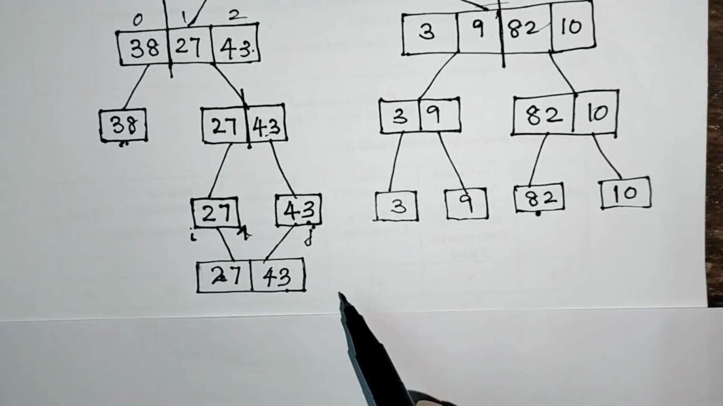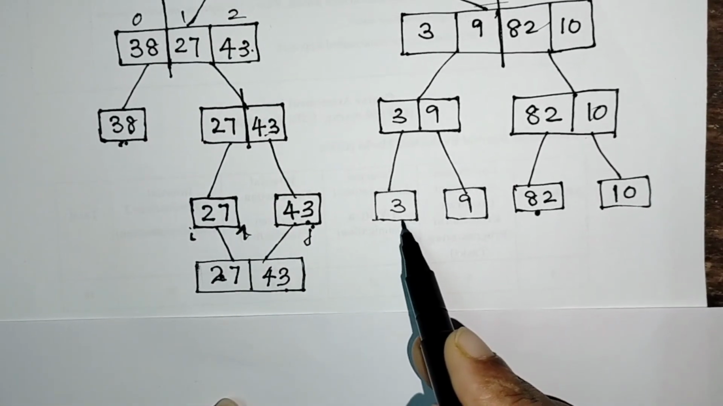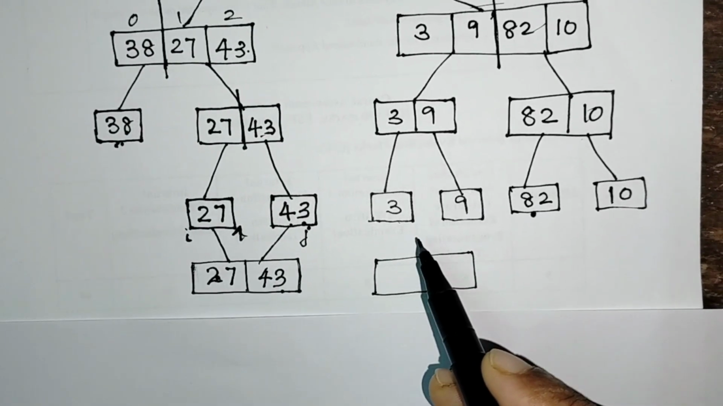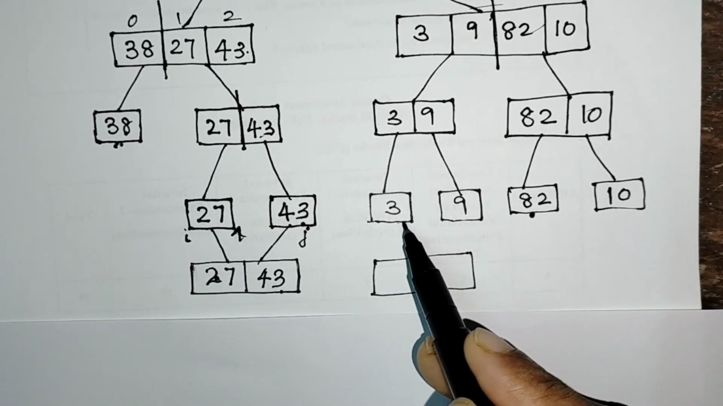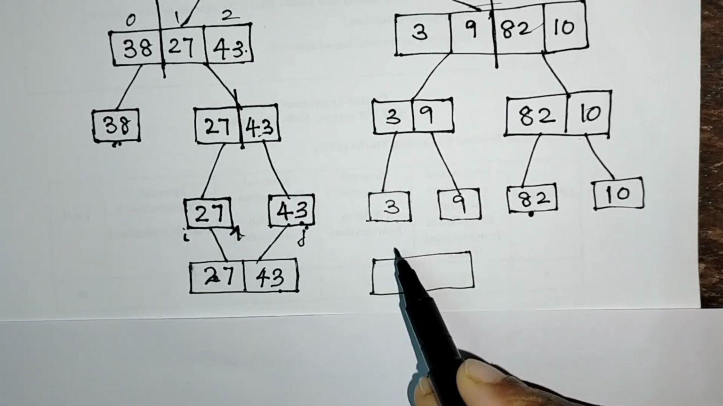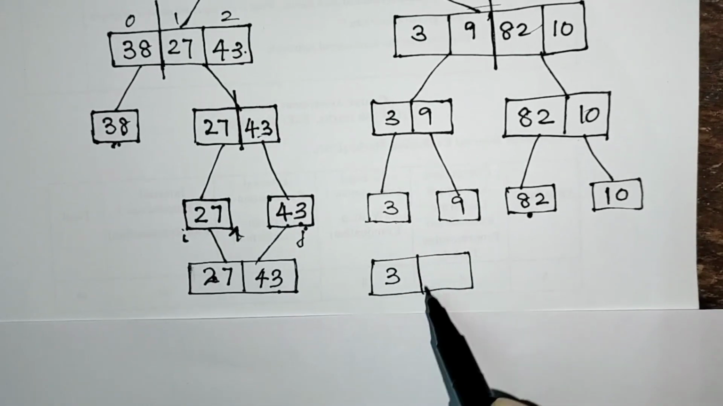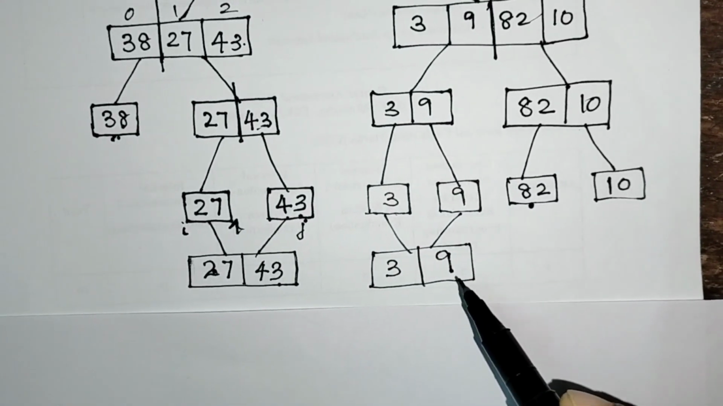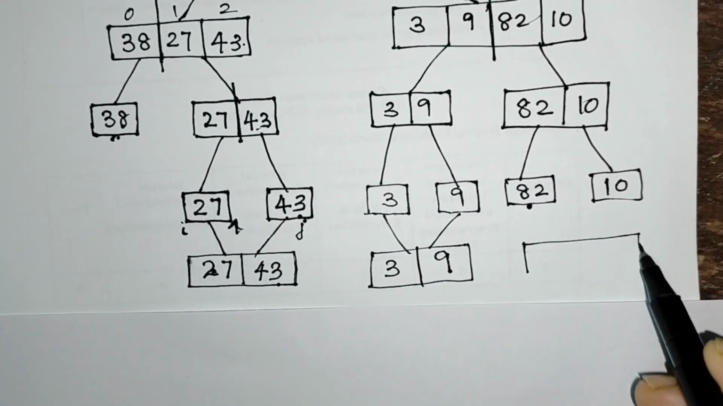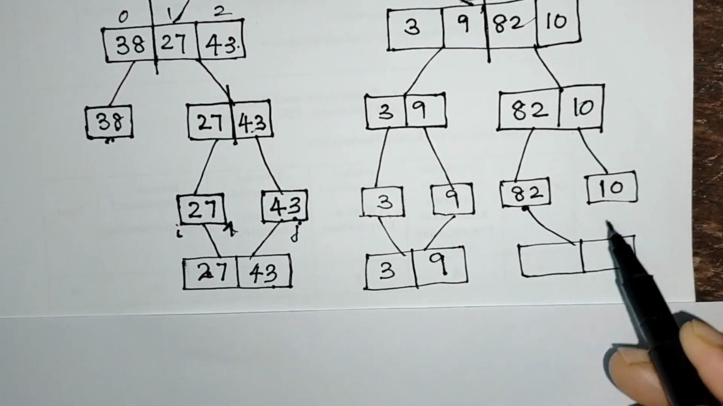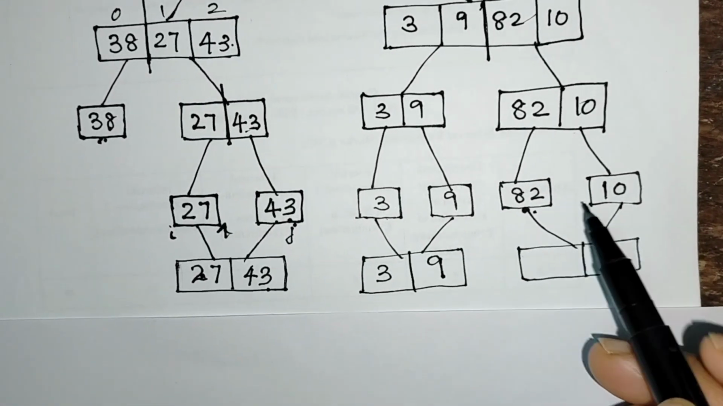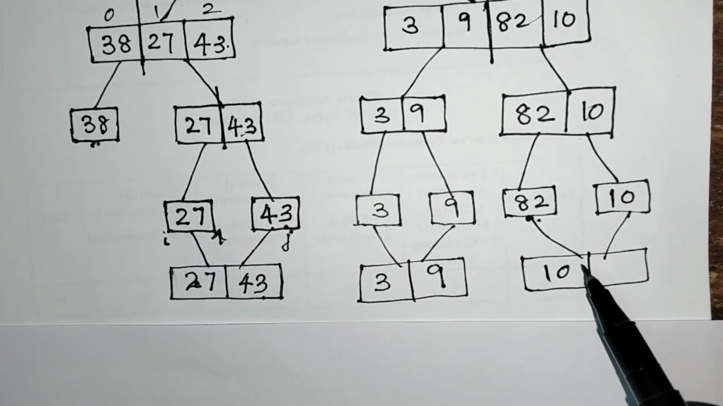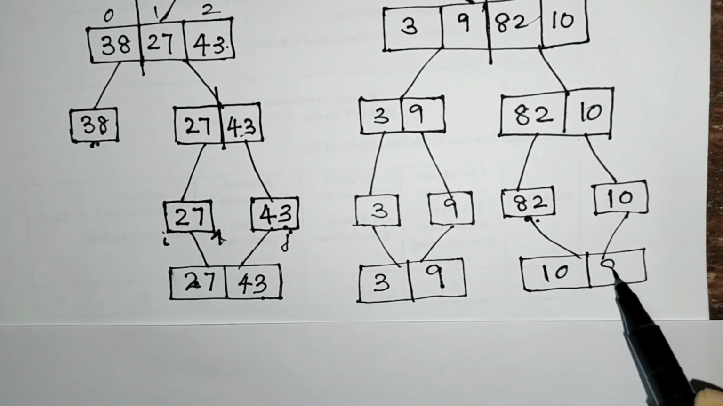In the same way, next we are going to combine these two elements. Here we create an empty array and now we compare these two elements. Here 3 is the lesser element, so we write 3 as the first element in the new array and next we write 9 directly to the new array. Next we are going to combine these two elements. Here we compare these two elements. Now 10 is the lesser element, so first we write 10 over here and next we write 82 here.